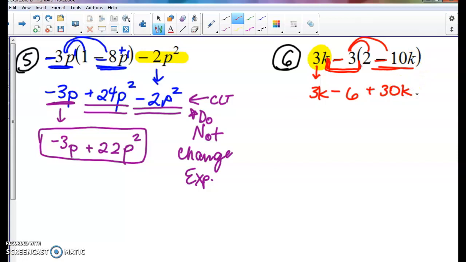Now the last thing we have to check for is any like terms. So I start off with a 3k, and over here I have a plus 30k. So I can do that because they have the same variable with the same exponent. So 3k plus 30k gives us 33k. And my minus 6 has no friend, so he just drops down, minus 6. And there we go. We're all set.